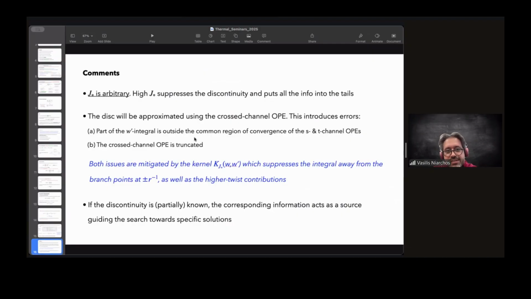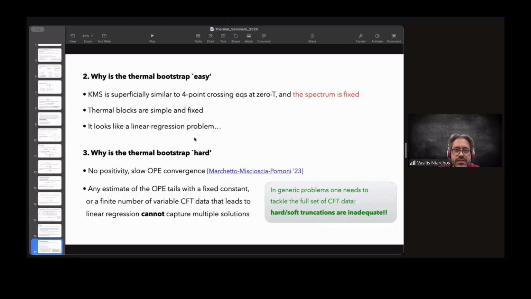So this is what I write here. The discontinuity will be approximated using the cross-channel OP. This introduces errors. Part of the W prime integral is outside the common region of convergence of the S and T channel OPs. The cross-channel OP is truncated. Both issues are mitigated by the kernel KJ star, which suppresses the integral away from the branch points, as well as the higher twist contributions. So if the discontinuity is partially known, the corresponding information acts as a source guiding the search towards specific solutions. That is another benefit of having the discontinuity there.